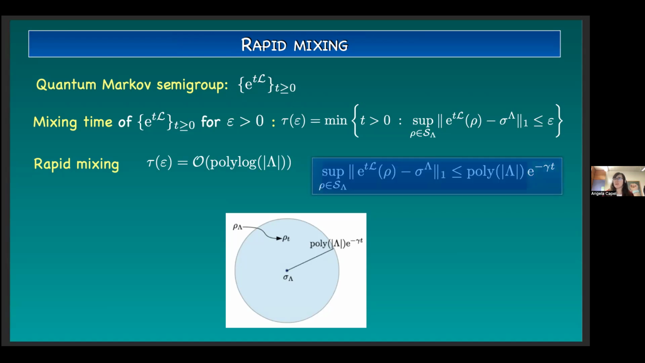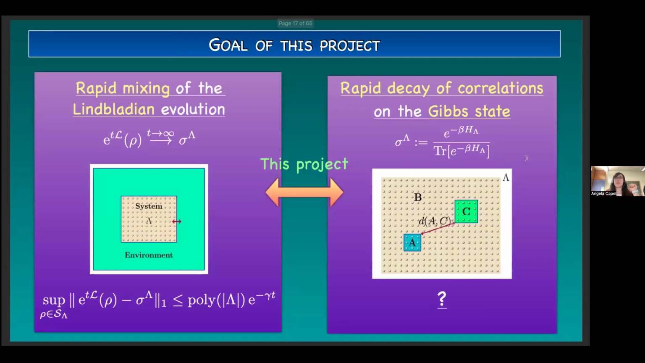So the exponential decay with time is something that is natural to have because of the quantum Markov semigroup that is describing our evolution. And this is the key part that is not trivial at all, the polynomial scaling with the system size. And the reason why we're interested in rapid mixing is something which I want to spend some time on now before moving forward to how to prove rapid mixing.